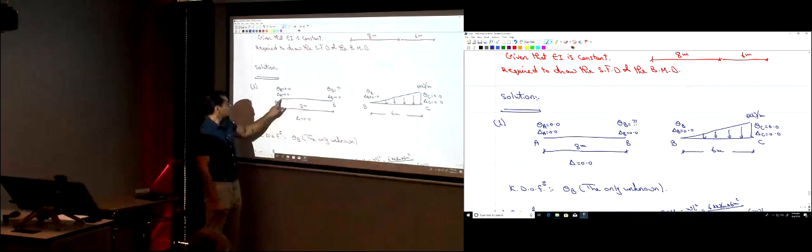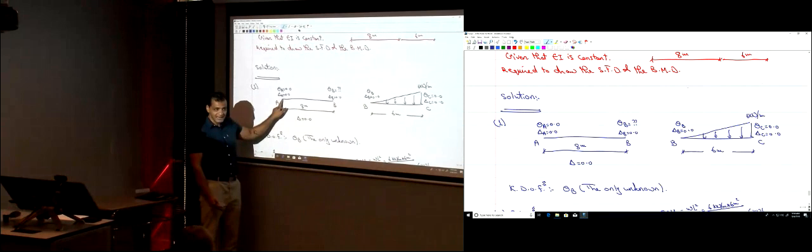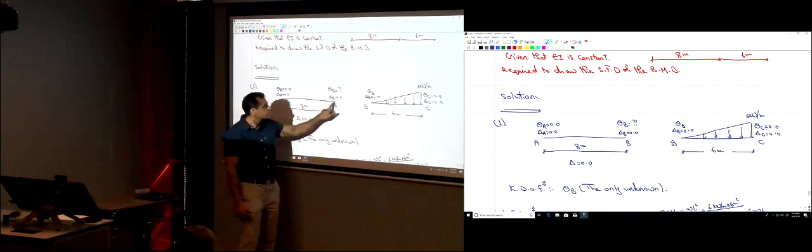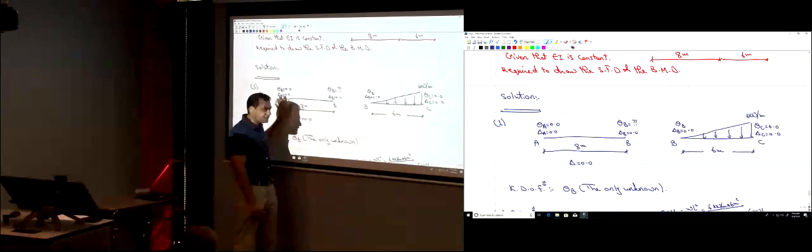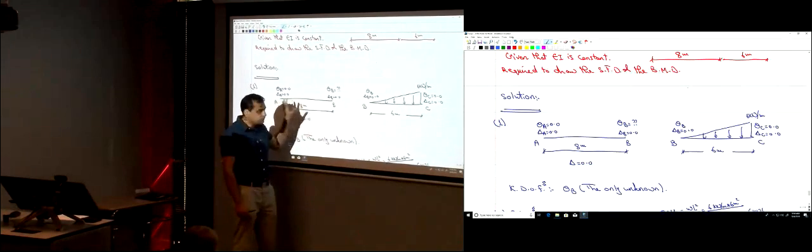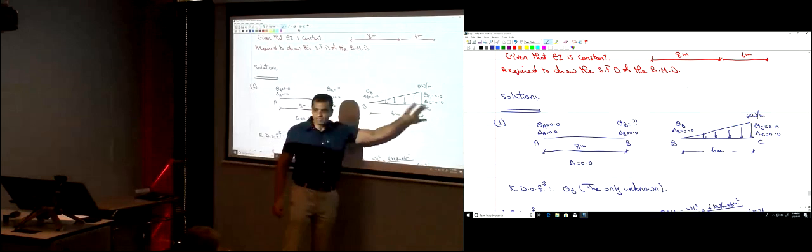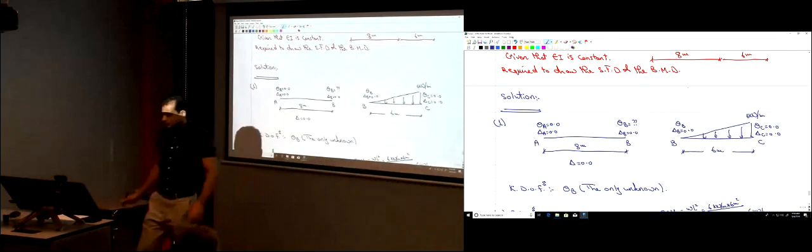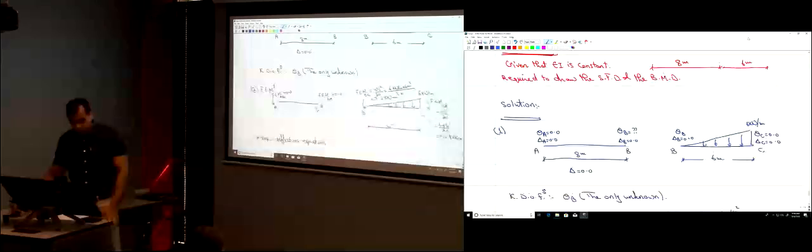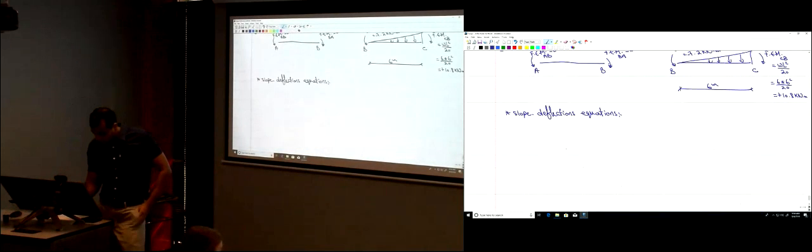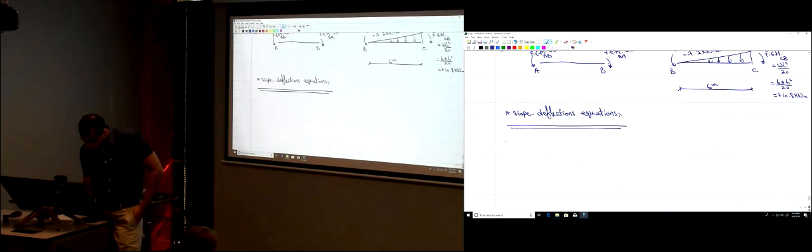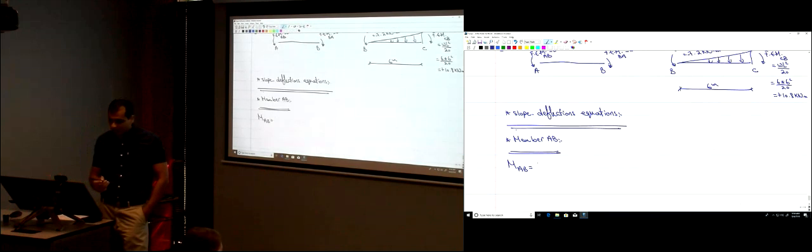Okay? When I write it here, it will give me MAB. When I write it here, it's going to give me the moment at point B. Remember BA, so I'm going to name this MBA, and then MBC, and then MCB. Okay? So let's write the slope deflection equation 4 times. 2 times for member AB, so let's start with member AB. I'm going to write it at the left end of member AB.